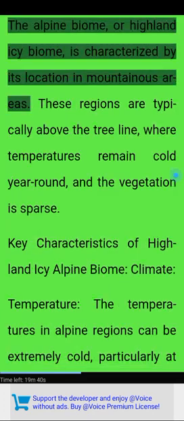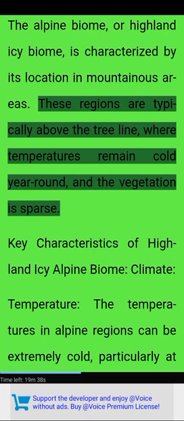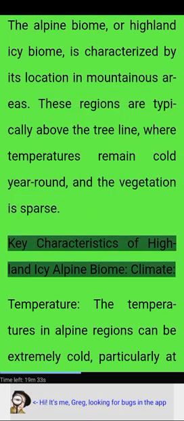3. Highland icy alpine biome. The alpine biome, or highland icy biome, is characterized by its location in mountainous areas. These regions are typically above the tree line, where temperatures remain cold year-round and the vegetation is sparse. Key characteristics of the highland icy alpine biome: climate.